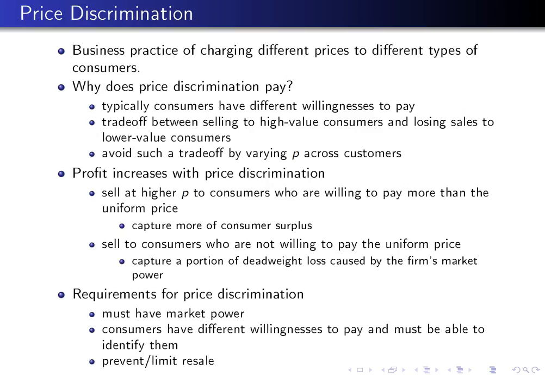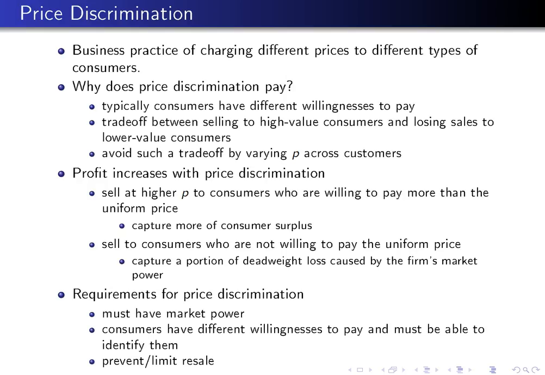When a firm price discriminates, its profit increases. First, they are able to sell at a higher price to consumers who are willing to pay more than the uniform price. This is the high-value consumers. In this case, they're able to capture a greater share of consumer surplus.